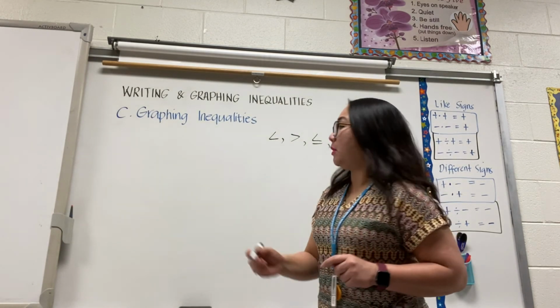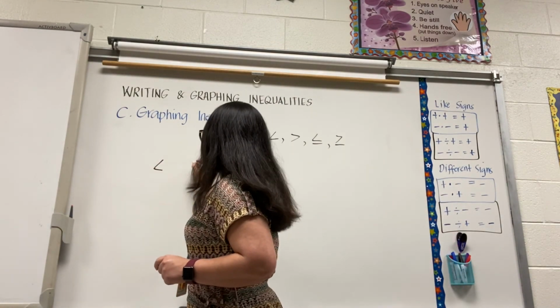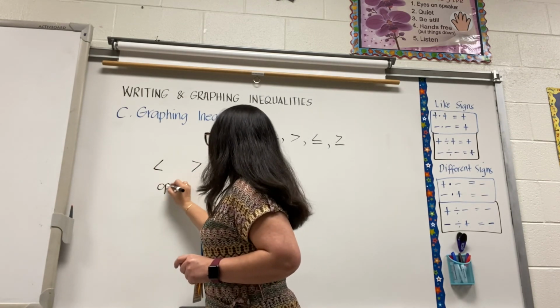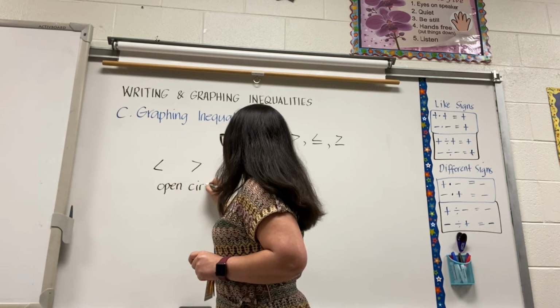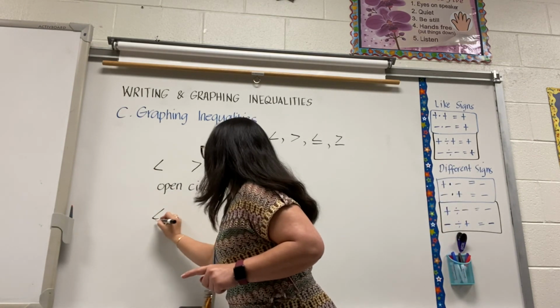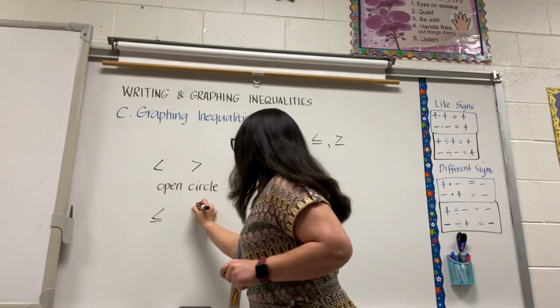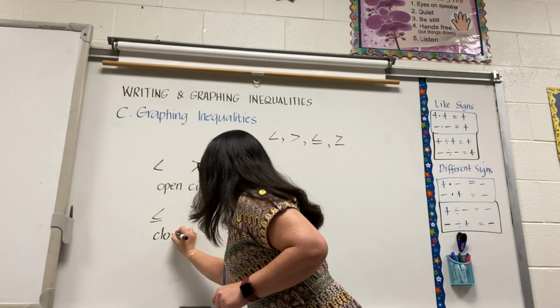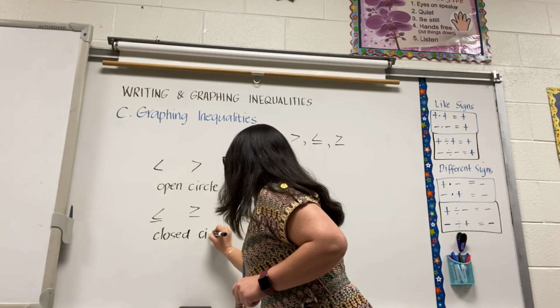So for the symbol less than or greater than, you will use an open circle. And for the symbol less than or equal to or greater than or equal to, you will use a closed circle.